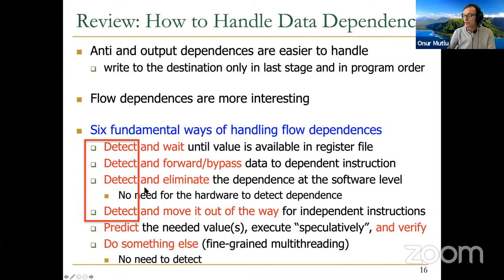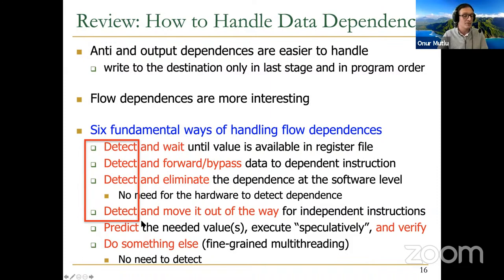And the fourth one that I added is detecting. Again, it requires detection of the data dependencies, but you move the dependent instructions out of the way so that you can execute independent instructions in an out of order manner. This is the key idea of out of order execution. And we're going to talk about this tomorrow. So I'm going to defer this one.